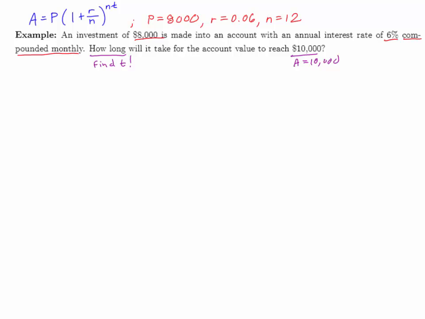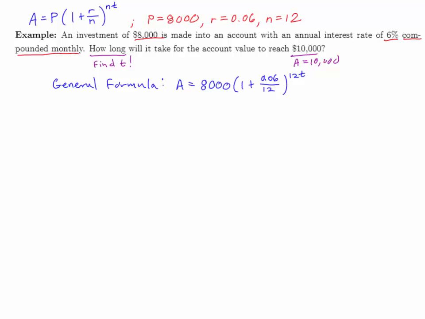Okay, so to start, let's write our main formula. So the general formula for this is going to be A equals 8,000 times 1 plus 0.06 divided by 12 raised to the 12 times T. Okay, so we can see that what's unknown is T and also A in that equation there. So in this case, we're given A and we're going to need to solve for T.